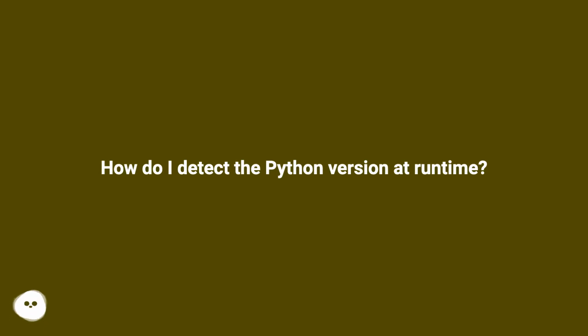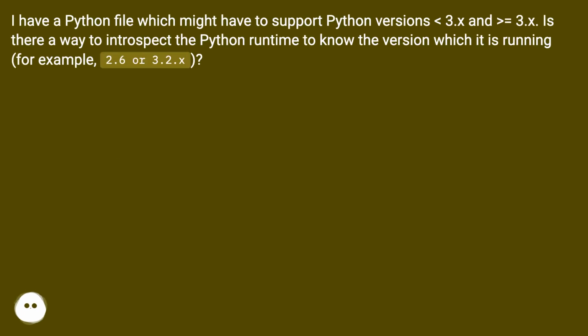How do I detect the Python version at runtime? I have a Python file which might have to support Python versions lower than 3.x and greater than or equal to 3.x. Is there a way to introspect the Python runtime to know the version it is running, for example, 2.6 or 3.2.x?